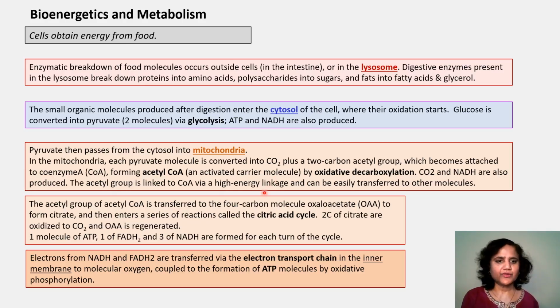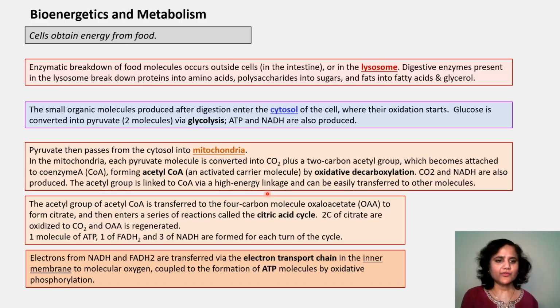The acetyl group is linked to coenzyme A via a high energy linkage, and therefore it can be easily transferred to other molecules. In the matrix, the acetyl group of acetyl coenzyme A is transferred to the 4-carbon molecule oxaloacetate to form citrate, which then enters a series of reactions known as the citric acid cycle. Two carbons of citrate are oxidized to carbon dioxide and oxaloacetate can be regenerated. And this would complete a full cycle, which is of course a multi-step process.